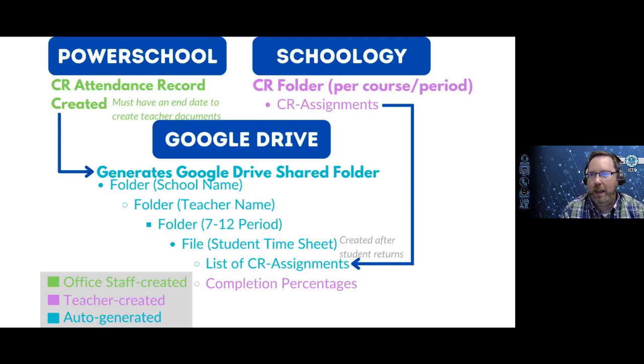So anything you see in purple is what the teacher would do. So the teacher's got to create that COVID-related folder in Schoology, the COVID-related assignments in Schoology, and then at the end of the whole process, there's a Google timesheet that the teacher just completes for overall percentage and a digital signature.